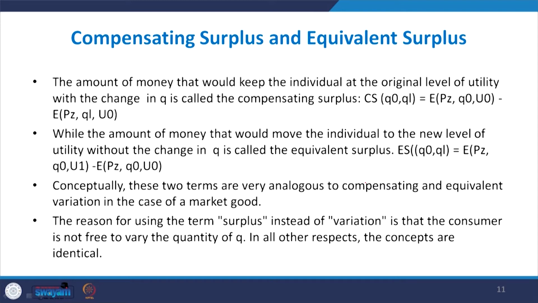That is called equivalent surplus. Conceptually, these two terms are very similar to compensating and equivalent variation, which I already explained to you. The reason for using the term surplus here, in studying the welfare effect of environmental change, is that the consumer is not free to vary the quantity of Q. So, Q is not decided by the consumer. Q is fixed or determined by public institutions like the government. So, in all respects, the concepts are identical.